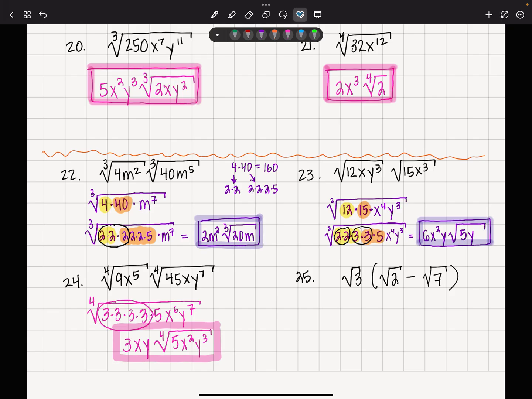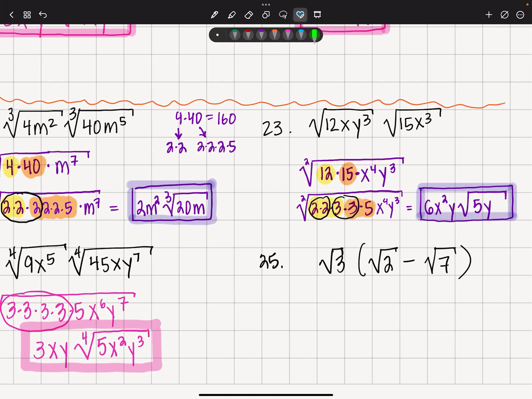Now 25, just to help you avoid any kind of confusion when you're working on your assignment, should these problems appear, we've got the square root of 3 times the quantity, the square root of 2 minus the square root of 7. This is indeed the distributive property. So the square root of 3 times the square root of 2 is the square root of 3 times 2, minus the square root of 3 times the square root of 7 is the square root of 3 times 7. That's the square root of 6 minus the square root of 21.